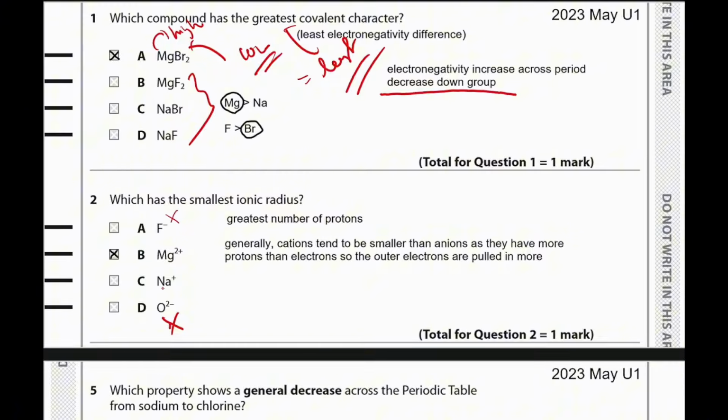Now if you compare Mg and Na, obviously magnesium loses 2 more electrons compared to sodium. So this cation will be smaller than the sodium ion, because 2 electrons are being lost. So the force of attraction is going to be higher on the remaining outermost electrons in magnesium compared to sodium. So B is the correct answer.